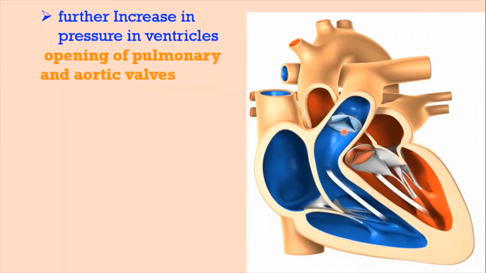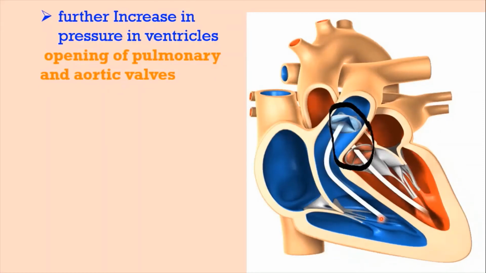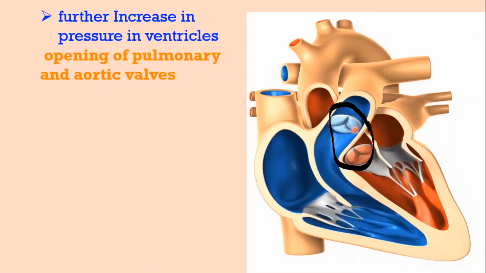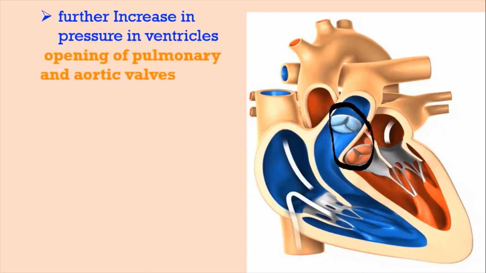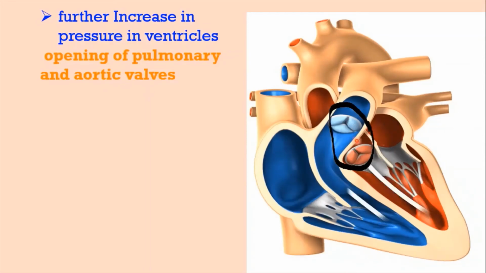As the AV valves are in closed condition, the ventricular pressure further increases and the blood in the ventricles tends to move out of the ventricles. The increased pressure forces the semilunar valves of pulmonary aorta and systemic aorta open. When these pulmonary and aortic valves are forced open, the blood in the ventricles flows into aortic arches. Through these aortic arches, it is pumped to different tissues of the body.